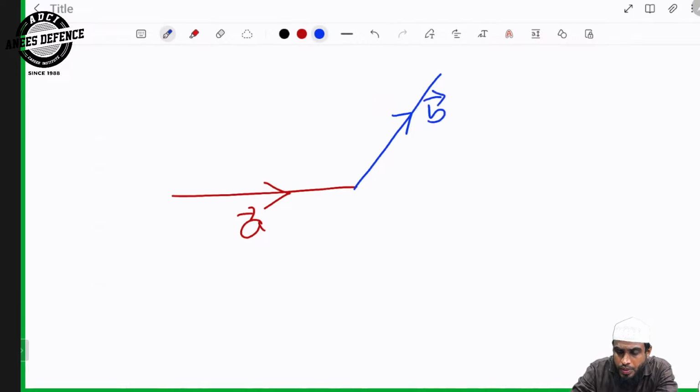B, another, if B is taken into reverse direction, we are not changing the magnitude. We are simply changing the direction of the B vector. So if the direction is changed, that can be considered as negative of B.